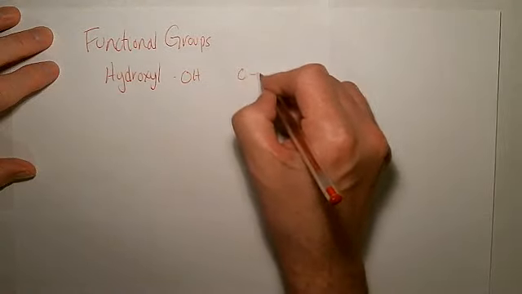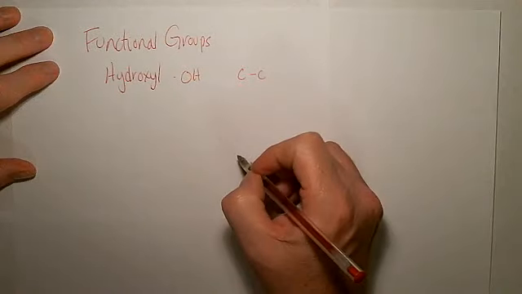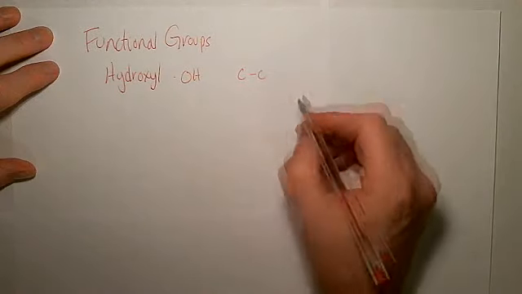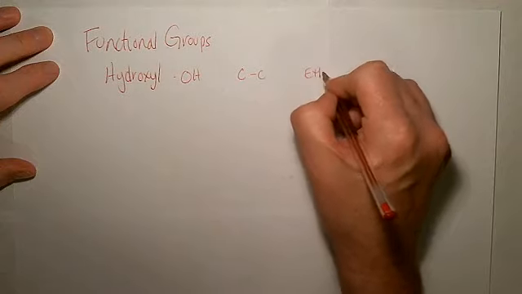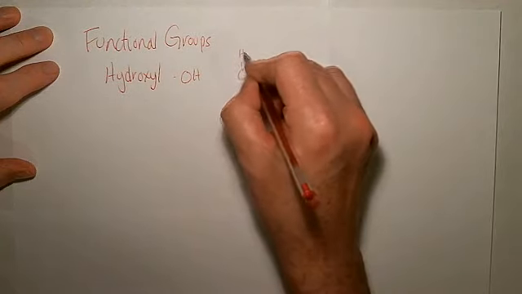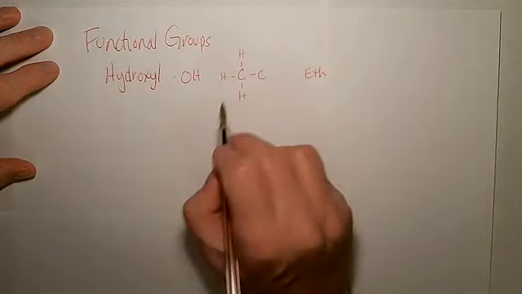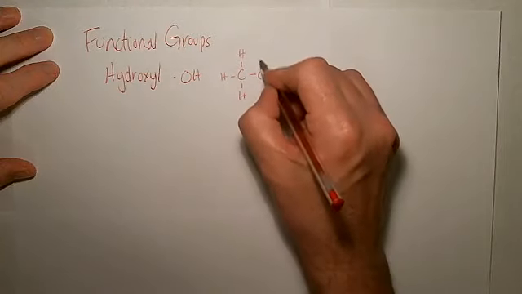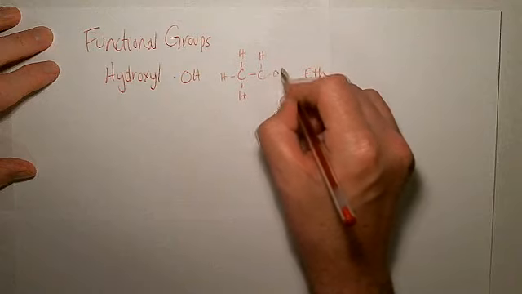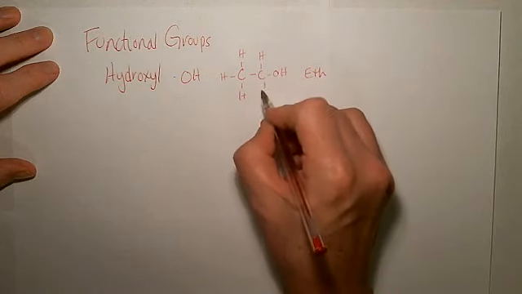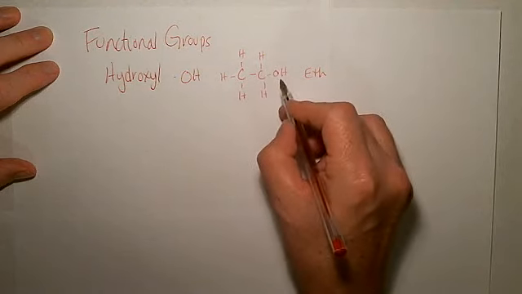If I had this molecule, it has two carbons, meaning it's going to be an eth as far as its root is concerned. Each carbon has to have 4 bonds, so this carbon here will have 3 hydrogens. This one's going to have a hydrogen, but we're going to put our functional group, our OH, here. And so we have this functional group.